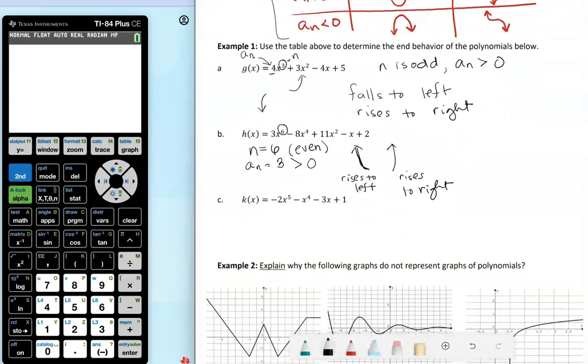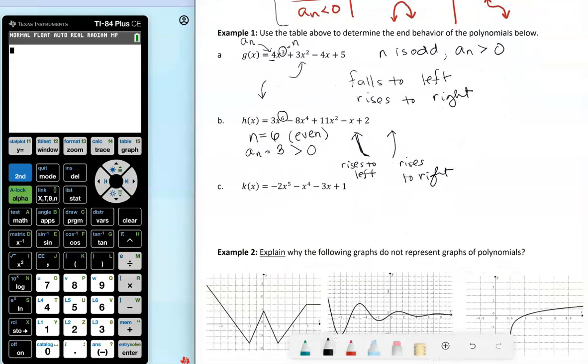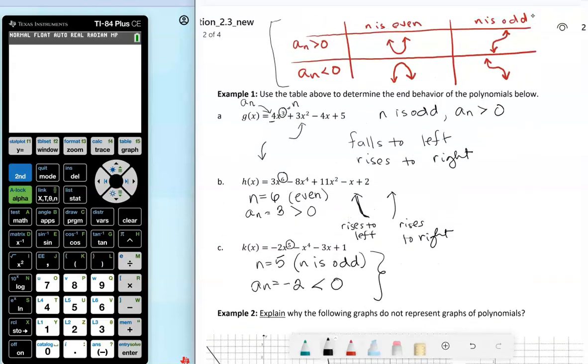Let's take a look at C. On C, we have an odd degree, and we have a negative coefficient. Actually, the coefficient is just -2, and it's less than 0, so that's negative, which means that from our chart, if a sub n is negative and it's odd, the end behavior is going to do something like this.